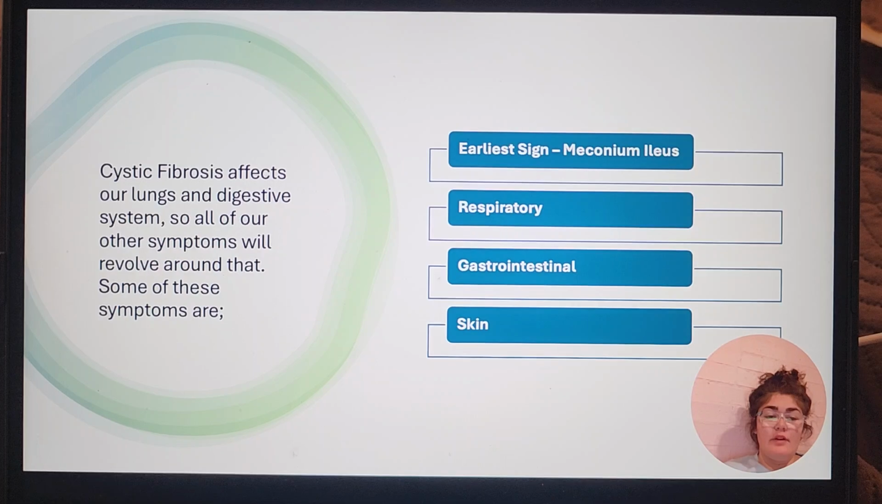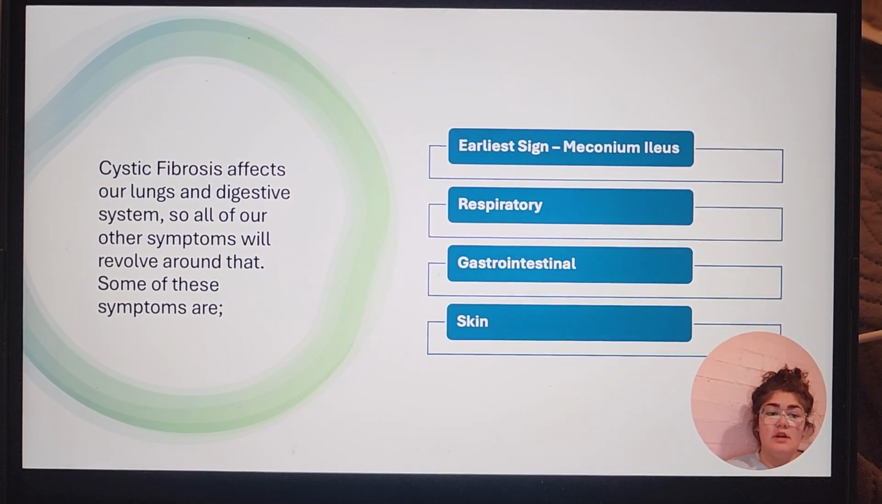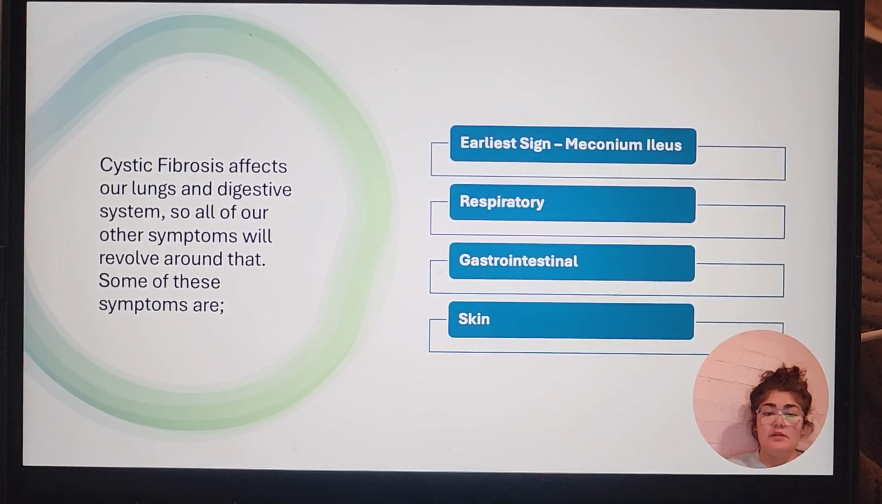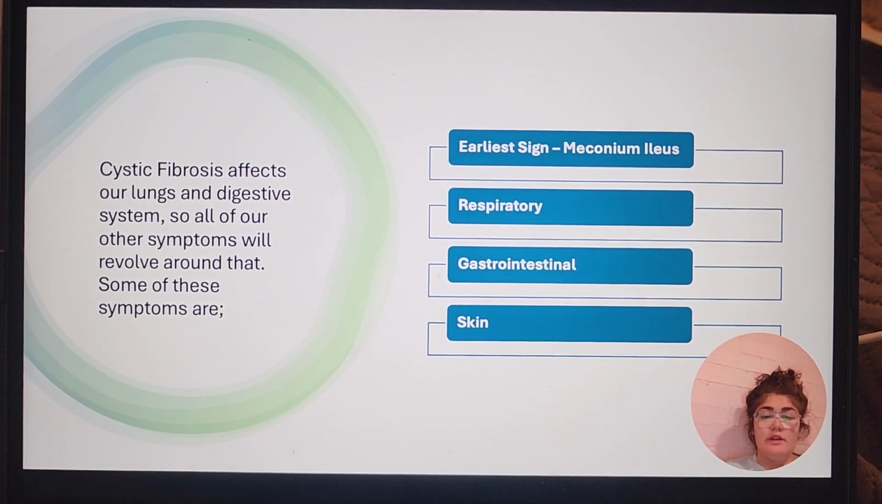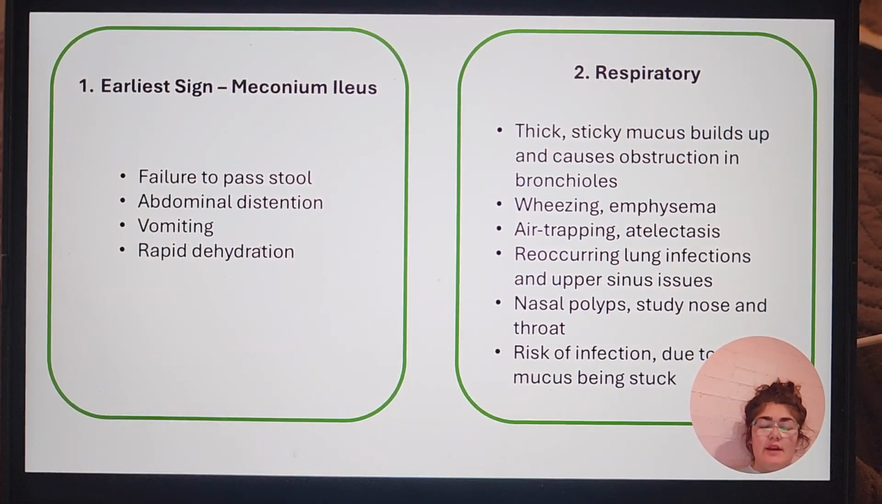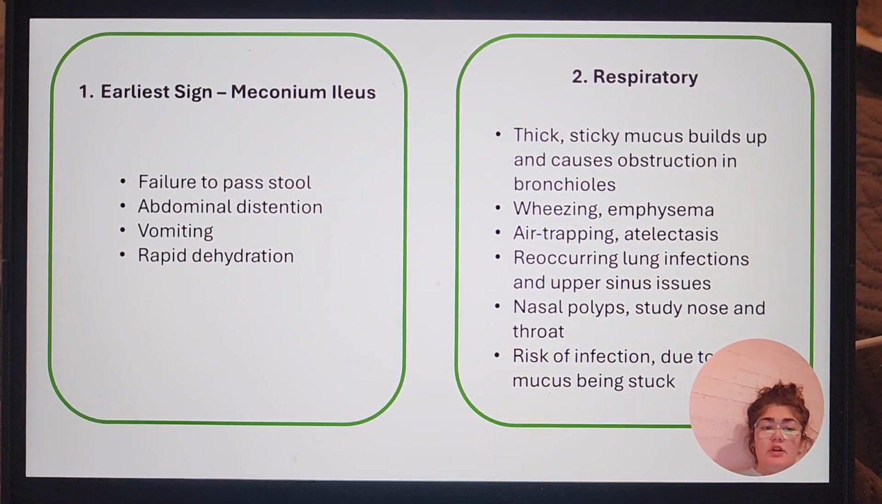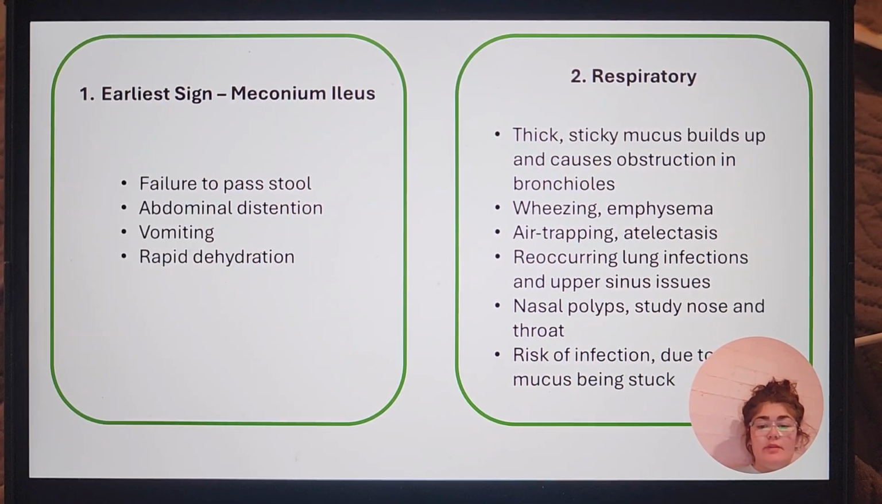Because cystic fibrosis affects our lungs and digestive system, all of our other symptoms will revolve around that. Some of these symptoms are earlier signs, respiratory, gastrointestinal, and skin. First, we look at the earliest sign. These symptoms include failure to pass stool, abdominal distension, vomiting, and rapid dehydration.